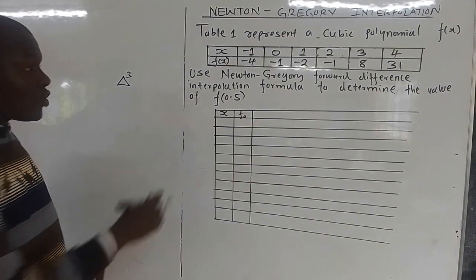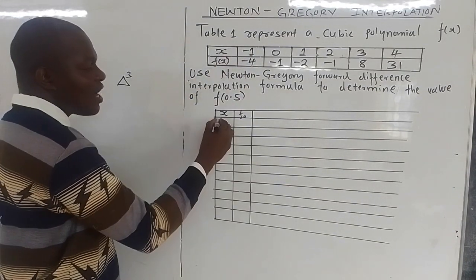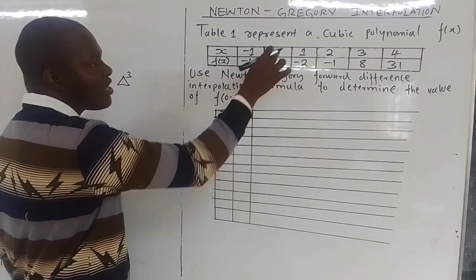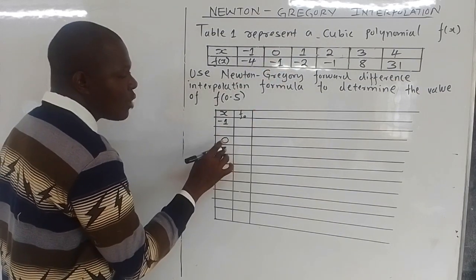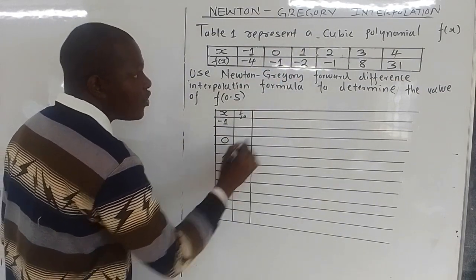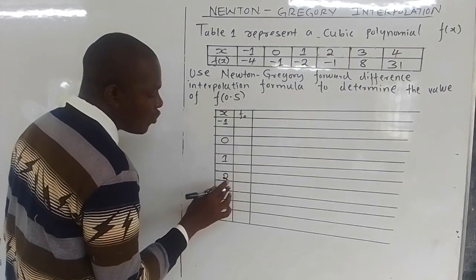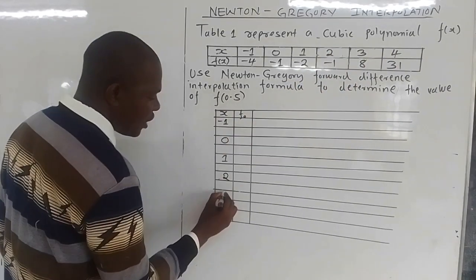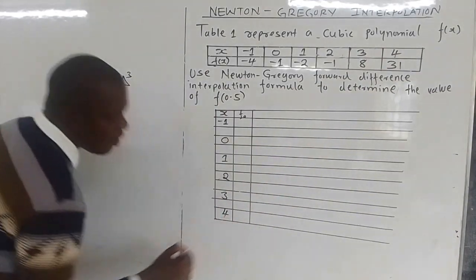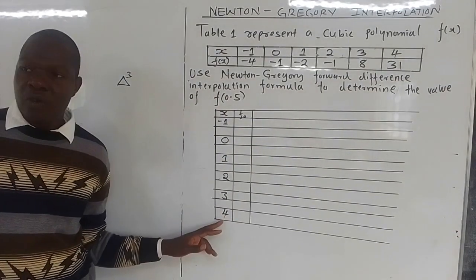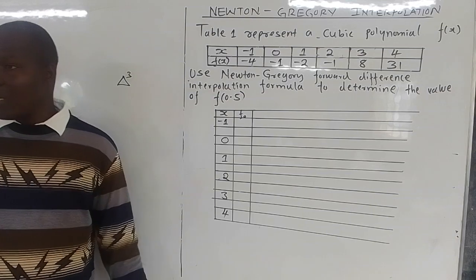Yes. So, key in the x values. The first x value is -1. You skip 1 space, then 0. You skip 1 space, then 1. You skip 1 space, then 2. You skip a row, then 3. You skip a row, then 4. Meaning the last value of x has only 1 row, isn't it?